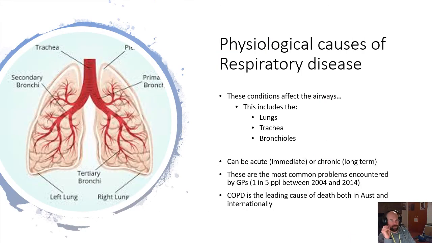Okay, so respiratory disease. Let's look at a few of those now. So obviously we've gone from dealing with the heart and the arteries and the veins. We're now moving on to the lungs and the trachea, the bronchioles. So you can have two types. You can have acute, which is, we've done this, acute and chronic. So acute is the one that's straight away, and then you've got your chronic, which are long term. So these were the most common problems encountered by GPs. So 1 in 5 people between 2004 and 2014, and chronic obstructive pulmonary disease is a leading cause of death both in Australia and internationally.